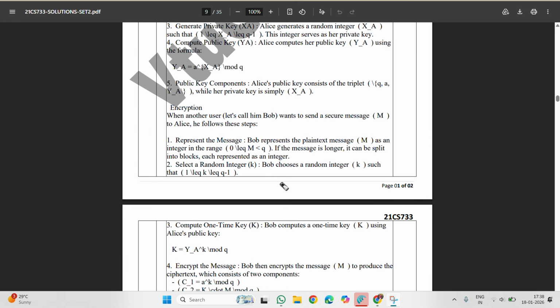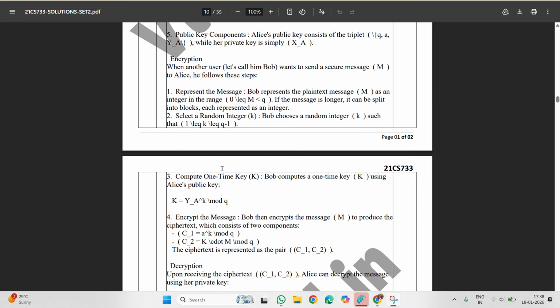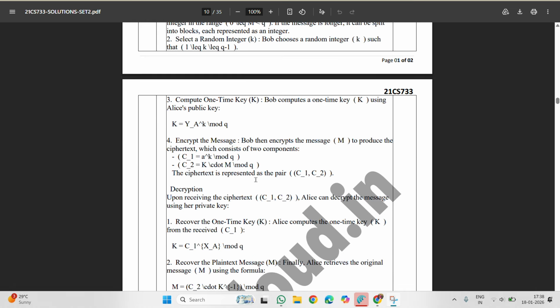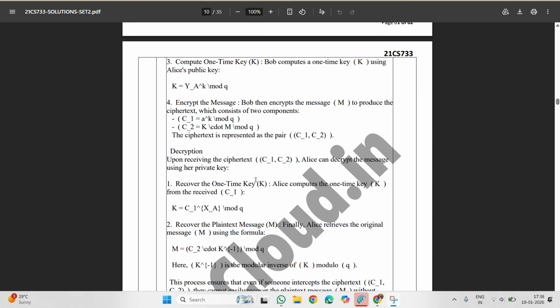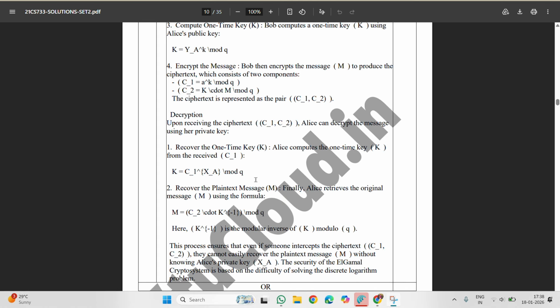And coming to the encryption, first step is represent the message and second step is select a random integer K, and compute one time key K, encrypt the message finally, and same as that, do the decryption, just the reverse process of the encryption.